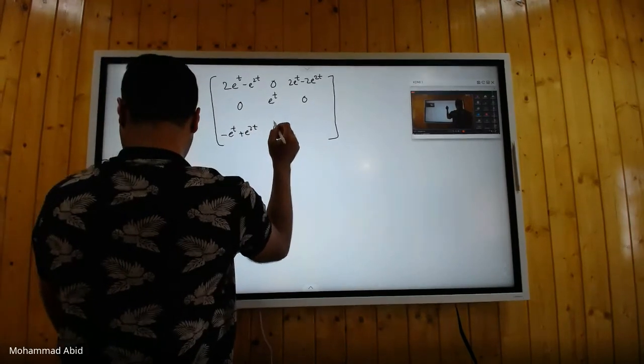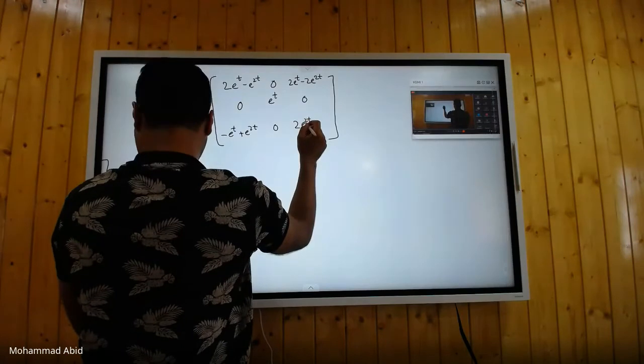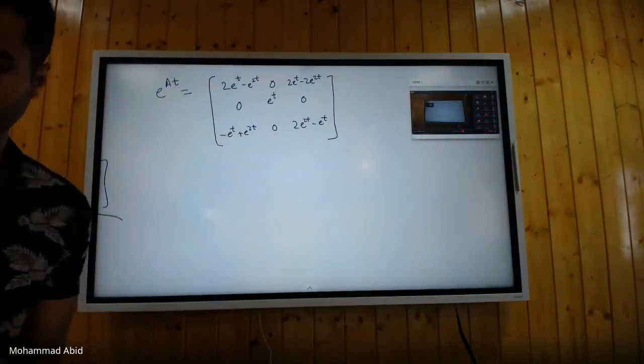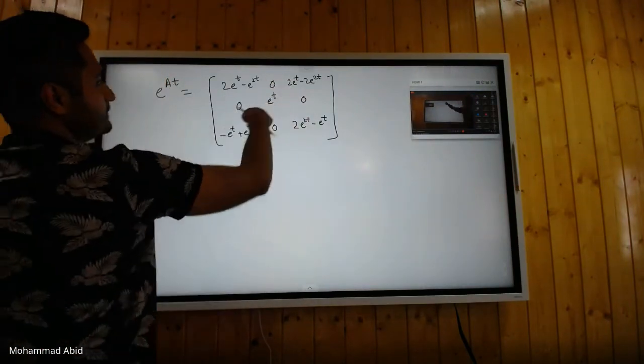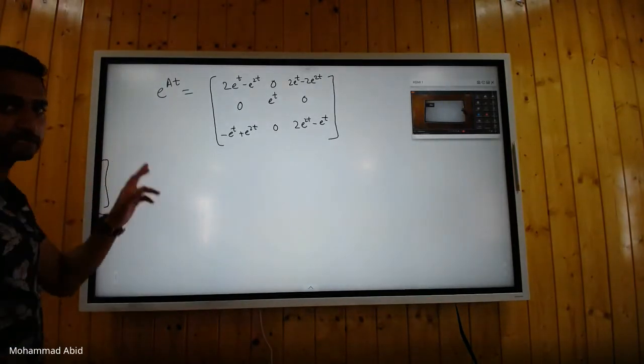0. यहाँ पे 0 में वो टर्म तो 0 हो जाएगी. e to the power 2t minus e to the power t. This will be e to the power At. ठीक है, ये एंट्रीज जो है ये 0 हो जाएंगी और बाकी एंट्रीज में वो एडिशन प्रॉपर करना है. This was the first part of the question.